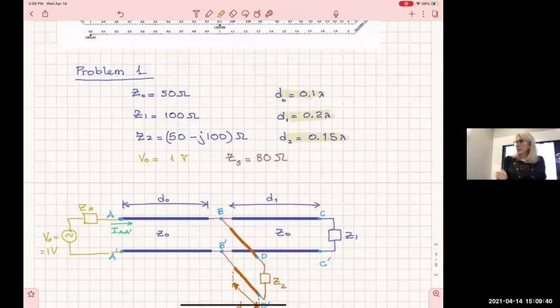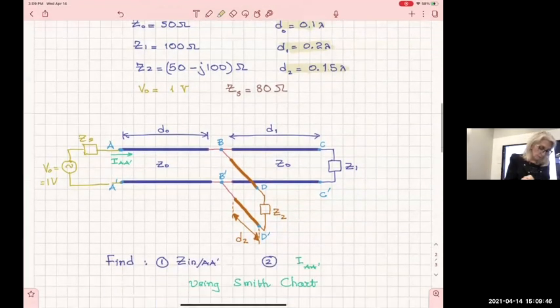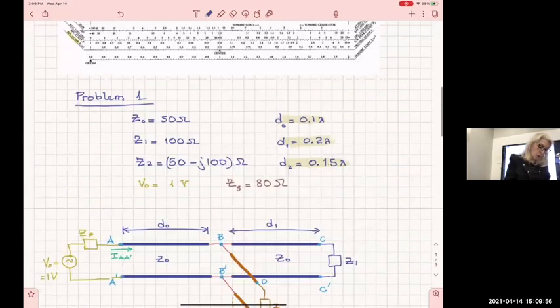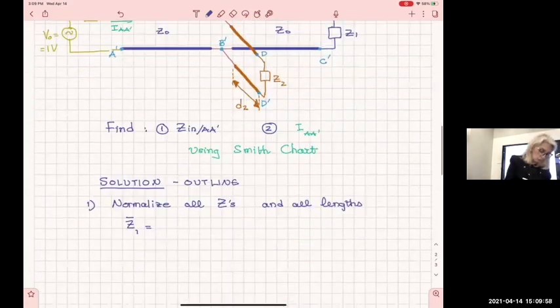And what else does it take? Normalized impedances. With respect to what? To the characteristic impedance. Okay, so now I'm going to normalize the impedances. First of all, I would normalize Z1, and I gave Z1 to be 100, so Z1 is 2.